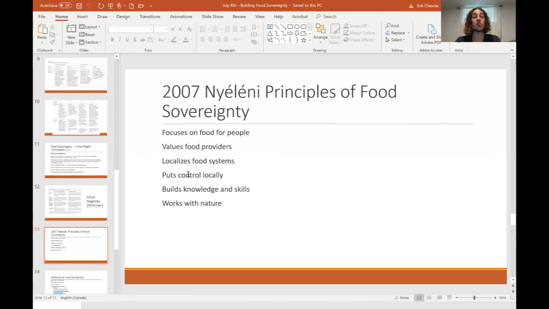But basically we need to control our own food production locally. And that's very important, especially in the global south, where a lot of farmers have been devastated by food dumping, cheap commodities coming into their food economies. Also build knowledge and skills.